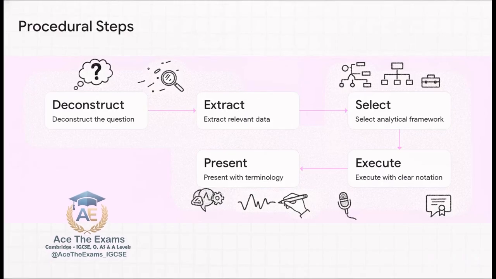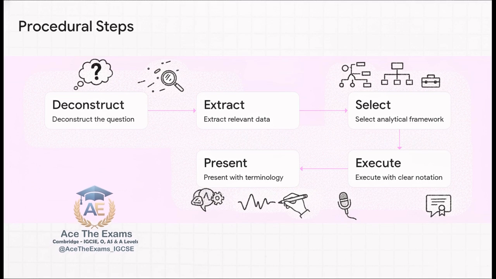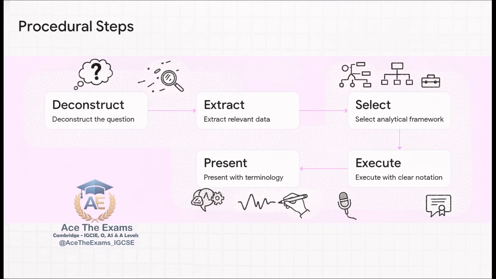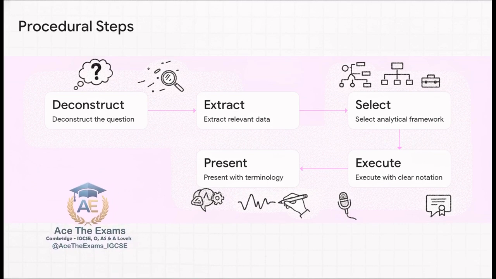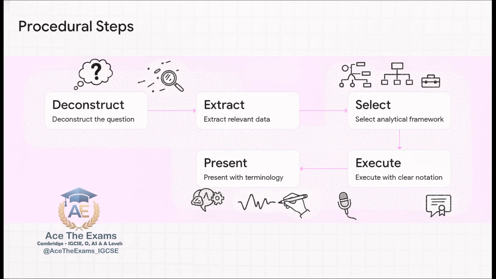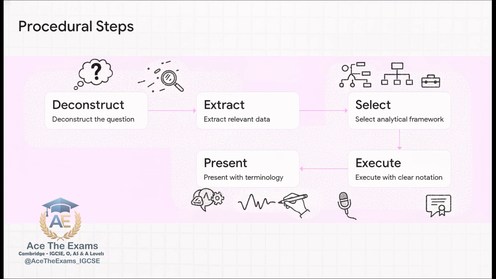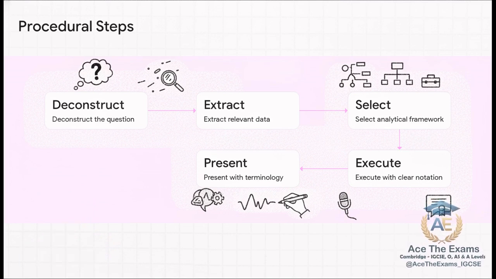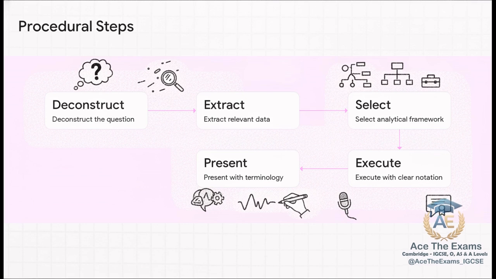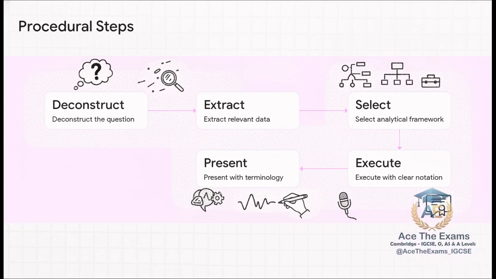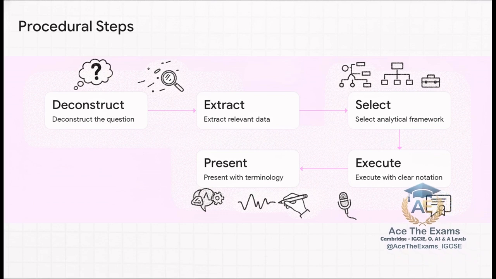To systematically tackle these digital literacy questions, you must follow these 5 exact procedural steps. This is your computer science success blueprint. Step 1, deconstruct the question. Highlight that command word. Step 2, extract the relevant data from the specific scenario provided. Step 3, select your analytical framework, in our case, the Peel method. Step 4, execute your analysis with clear, readable notation. And finally, Step 5, present your findings using the correct professional terminology.